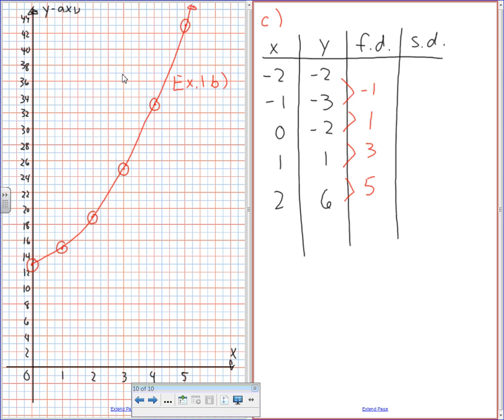Okay, can someone other than Jenna please be brave and give me the second differences? Yeah, go ahead. 2, 2, 2, 2. Okay, which is nice. Okay, can somebody tell me if the second differences are 2? What does that tell me? Quadratic, okay.